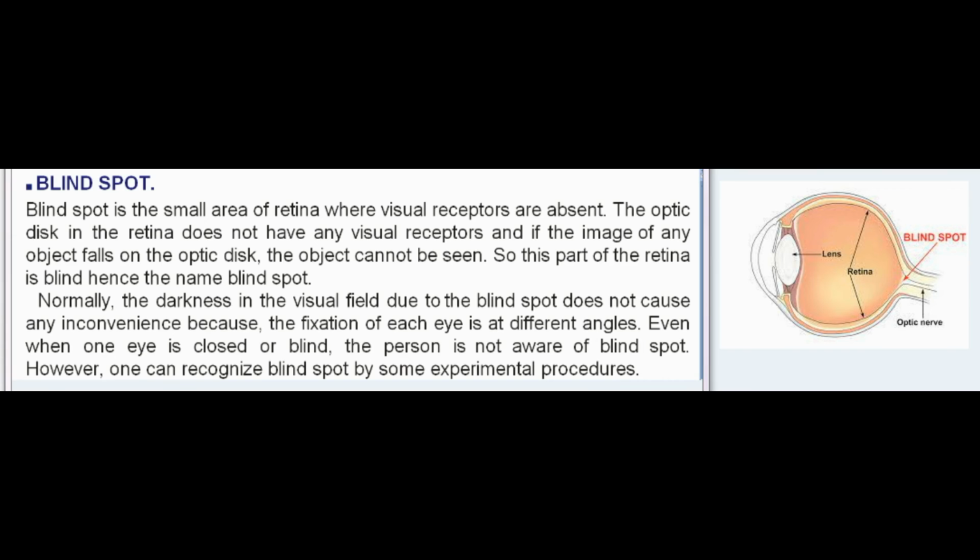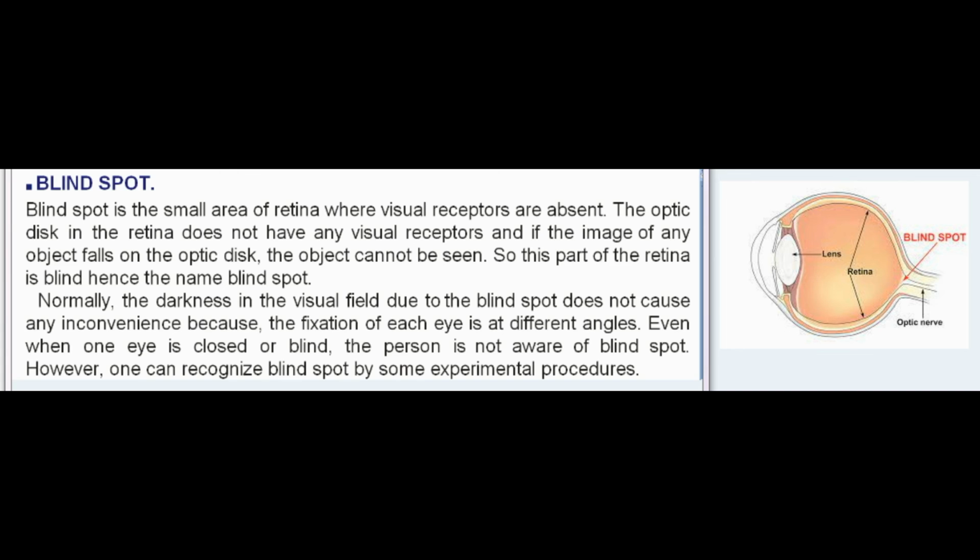Visual field and retina. Light rays from different halves of each visual field do not fall on the same halves of the retina. Light rays from temporal part of visual field of an eye fall on the nasal half of retina of that eye. Similarly, the light rays from nasal part of visual field fall on the temporal half of retina of the same side.